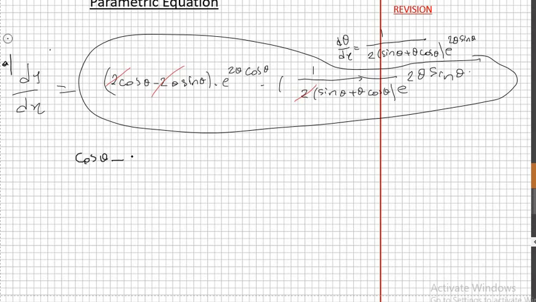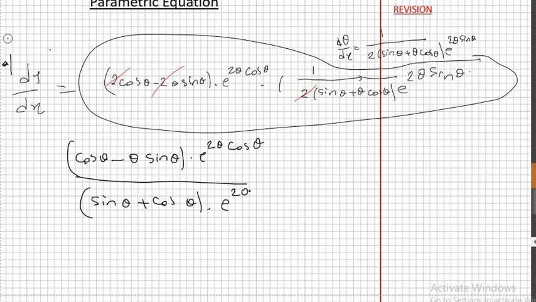cos theta minus theta sine theta, and then e to the power of 2 theta cos theta, divided by the bottom: sine theta plus cos theta multiplied by e to the power of theta sine theta. I cannot simplify these two expressions, e to the power of 2 theta cos theta and e to the power of 2 theta sine theta, because the exponents are not the same, because of the presence of cos on the first one and sine on the second one.